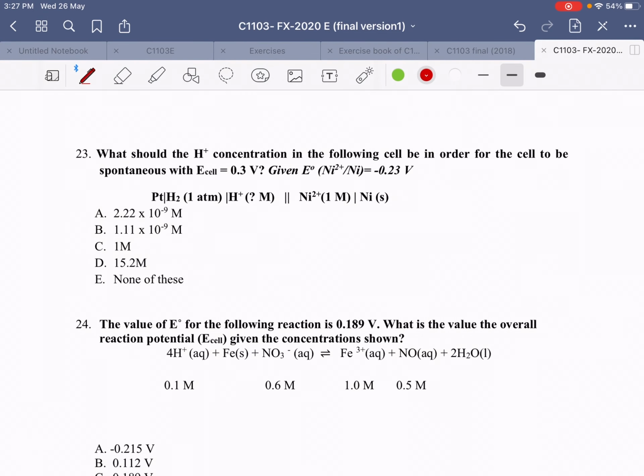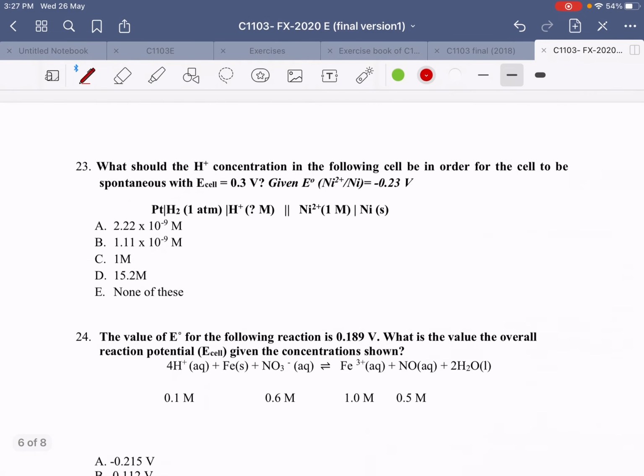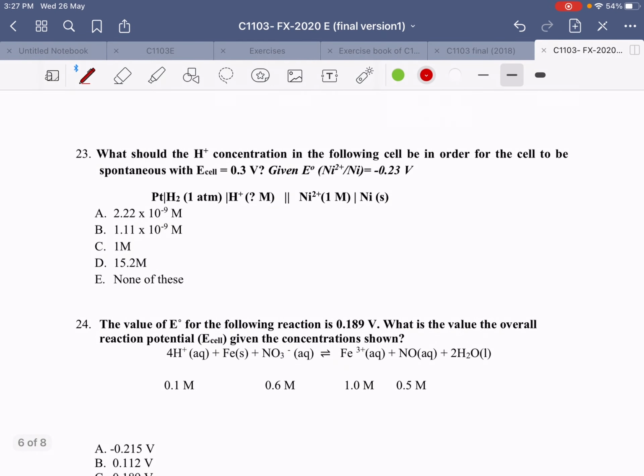Of course, every time you finish the page, you go to the answer sheet and fill it in. Okay. What should be the concentration? This is the last page. Come on, this is the question and we start a new one. What should be the concentration of H plus in the following cell in order for the cell to be spontaneous with an E of the cell equal to 0.3 volts?